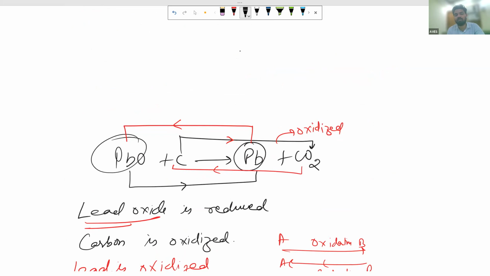In PbO, oxygen is being removed, but it is acting as an oxidizing agent, because if PbO will not give its oxygen to carbon, will carbon get oxidized? No. So PbO is donating its oxygen to carbon and bringing the oxidation of carbon. So that's why it is known as an oxidizing agent. In simple words, we will say the substance that is oxidized is known as the reducing agent, and the substance that is reduced is known as the oxidizing agent.